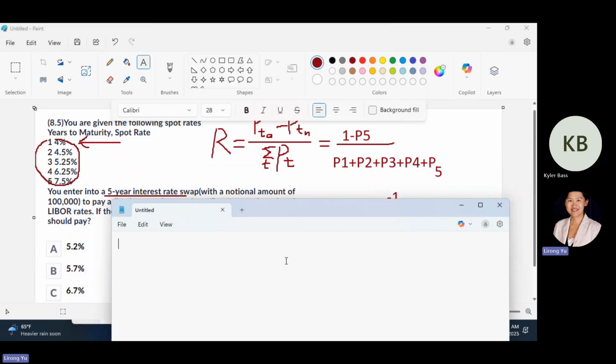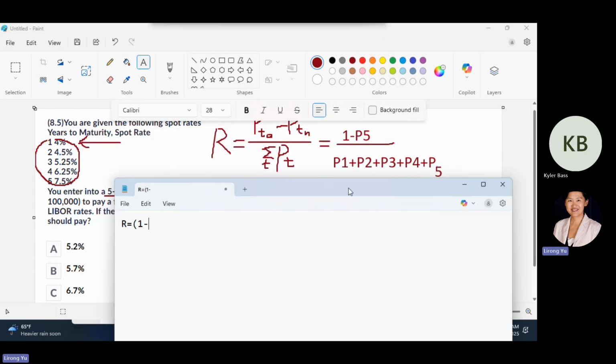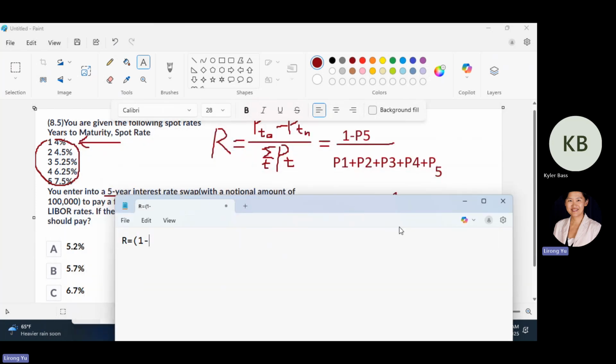All right, so here is the calculation. R is equal to 1 minus P5. What's P5? P5 is 1.075, right? 1 plus R raised to the power of -5. So 1 minus P5, divided by P1. P1 is 1 plus R1, which is 1.04, raised to the power of -1. That discounts back to time 0. And then P2 is 1.045 raised to the power of -2.